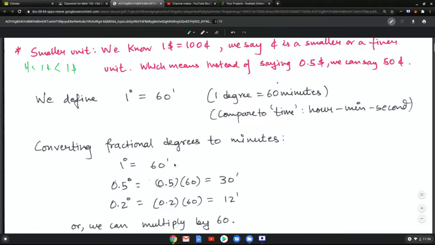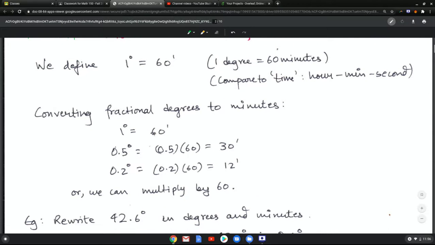How to convert fractional degrees into minutes? If 1 degree is 60 minutes, 0.5 would be 0.5 times 60, which is 30 minutes. And 0.2 would be 0.2 times 60, which is 12 minutes. Which means that in general, I can multiply by 60 to convert a fractional degree to minutes.